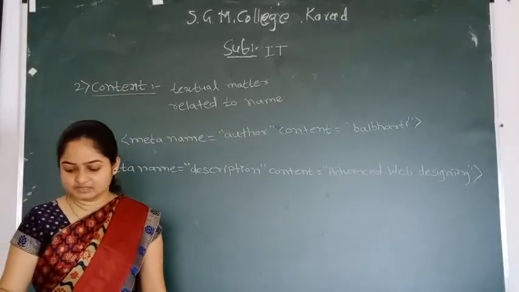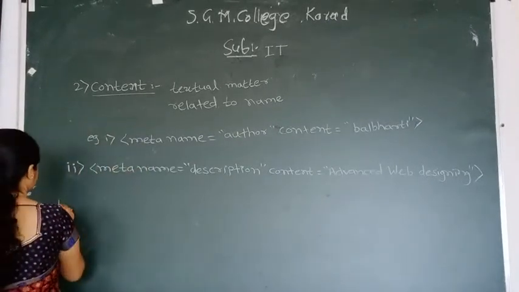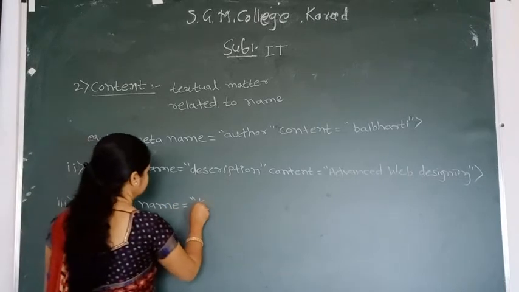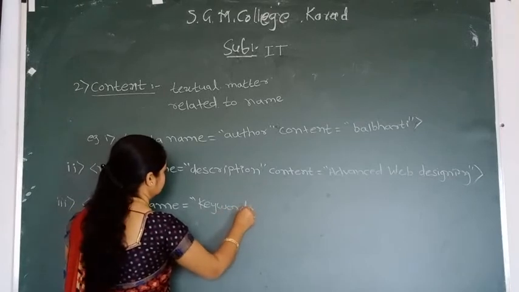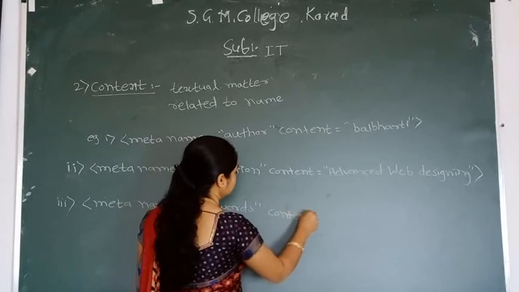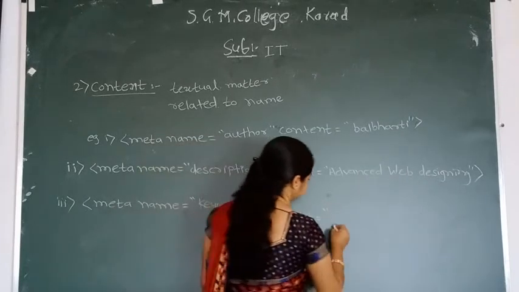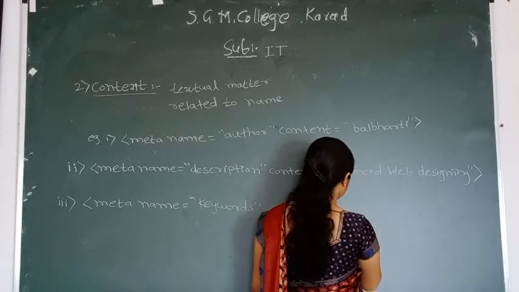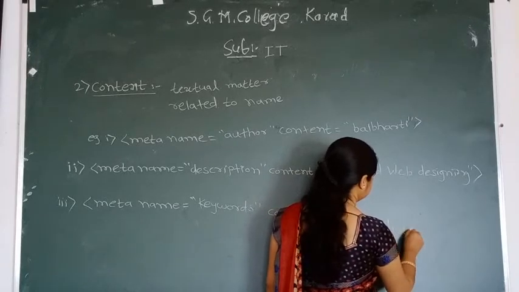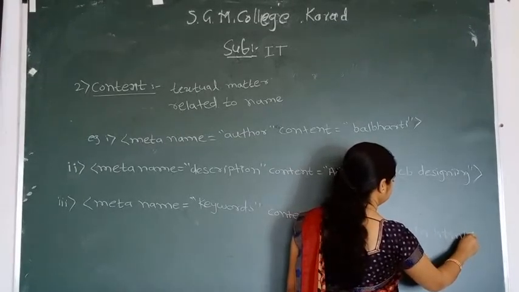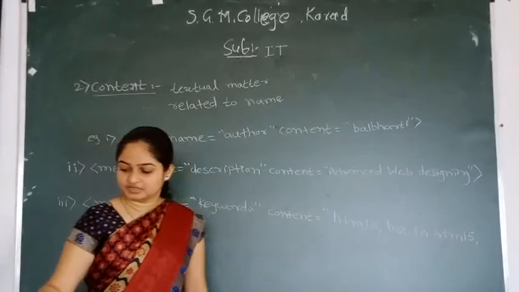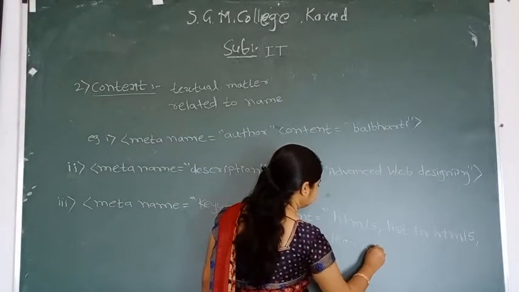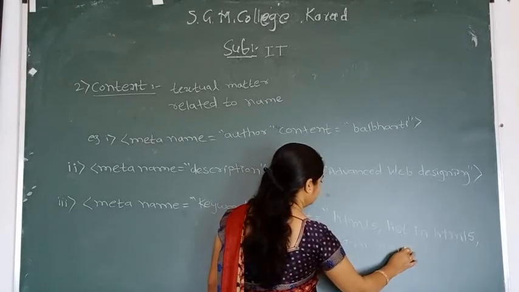Then the next example is meta name equal to keywords, content is equal to HTML5, learning HTML5 and learn HTML5.